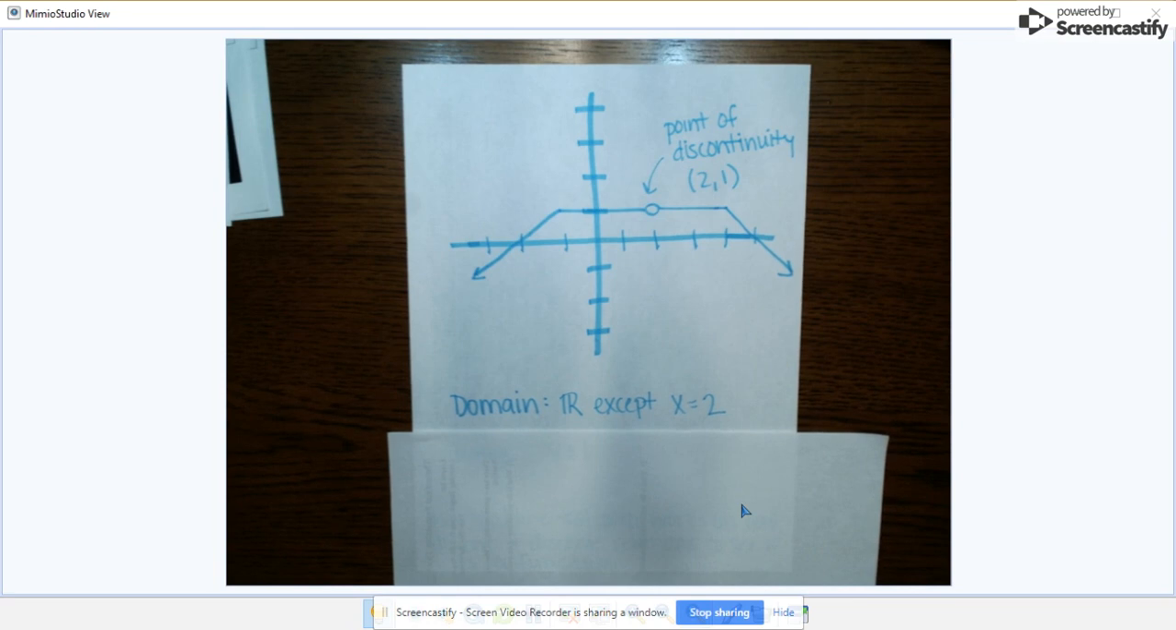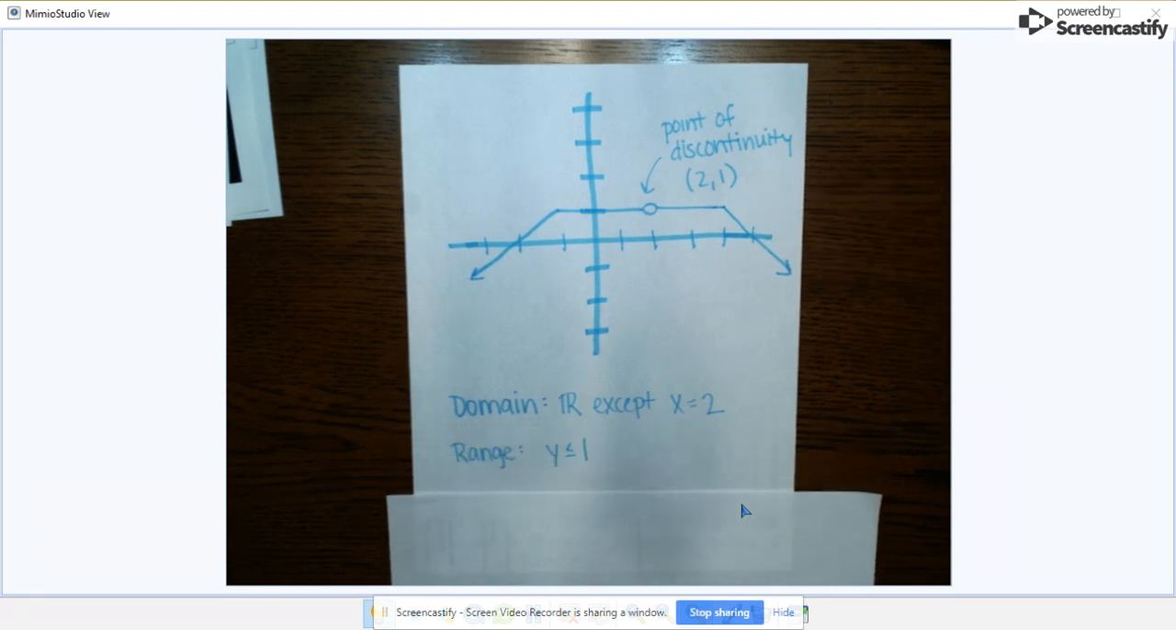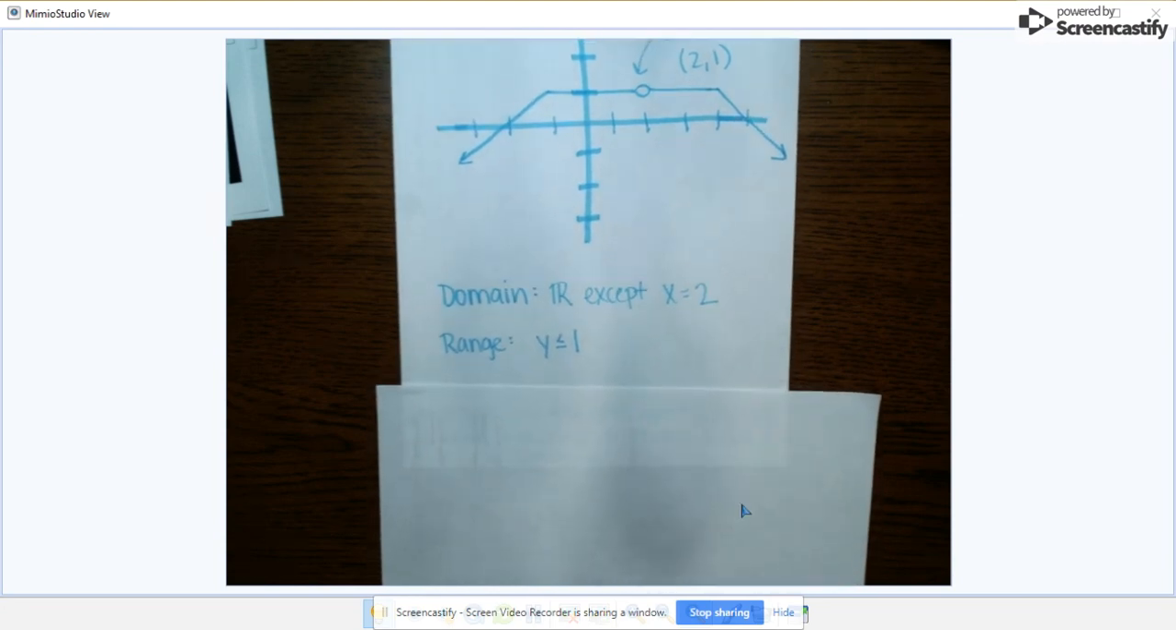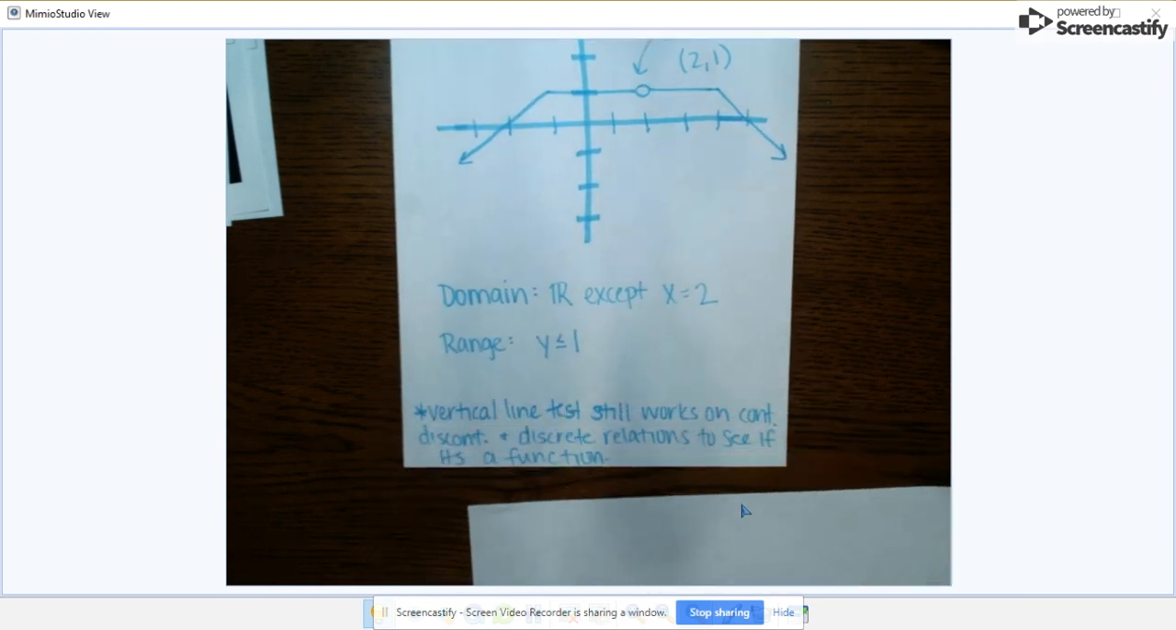And then to find our range, we have to look at our y values. What are our restrictions? Well, it appears that 1 is our highest y value, so our y has to be less than or equal to 1 for our range. And then one final little note. In order to tell whether these continuous, discontinuous, or discrete graphs are actually functions, the vertical line test will still work. So you can draw those vertical lines in to see if it passes, and that will help you decide whether it's a function or not.